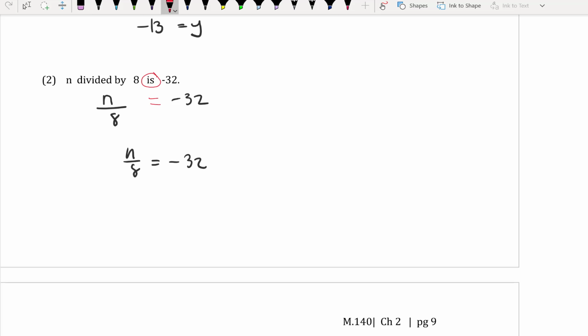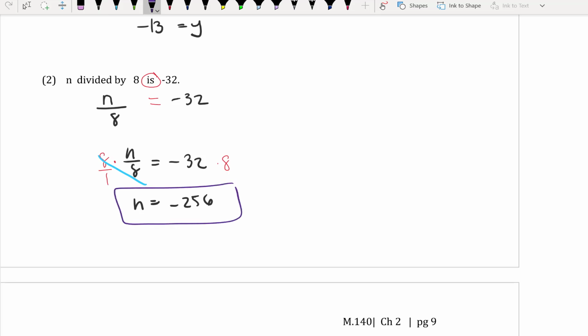So to get the n by itself, I'm going to multiply by the numerical coefficient. So that would be 8. So I know that that would cancel. I'm left with n is equal to negative 32 times 8, and that gives me a negative 256. And that ends up becoming my final answer.